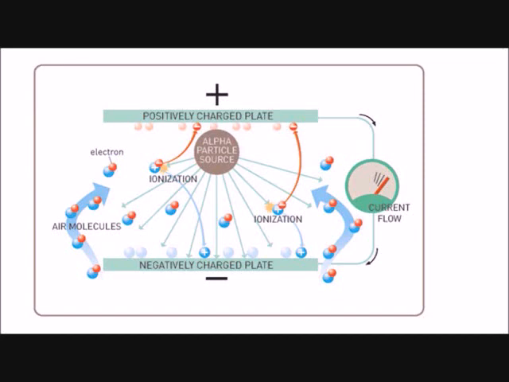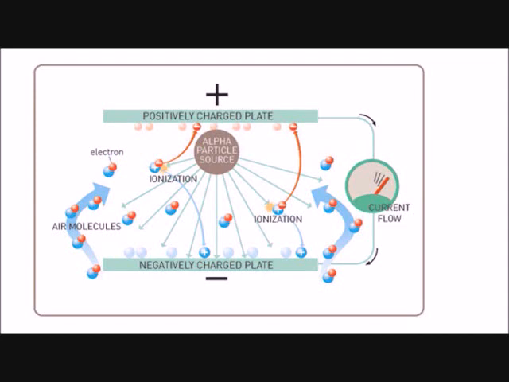Now, let's say you get smoke in between these 2 charged plates. What's going to happen? Well, smoke is enough to block the alpha particles. It doesn't take very much. If they block the alpha particles, there's no ionization because they're not colliding with the air particles, the air molecules.